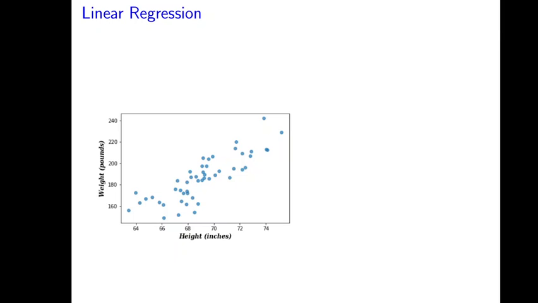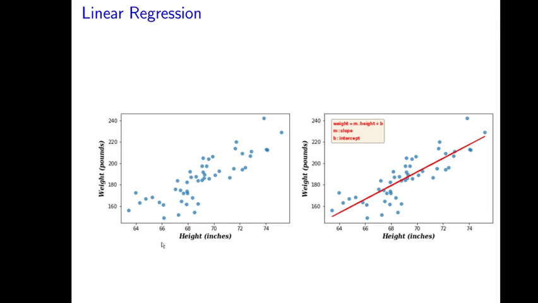Suppose we have two variables like the height and weight of a group of people, and we believe that these two variables are linearly correlated to some extent, and therefore we want to obtain a linear regression function such that we can use this function to predict one variable given the other variable.